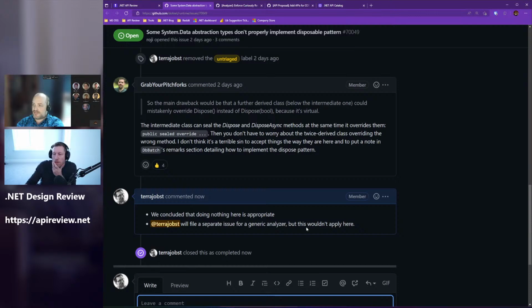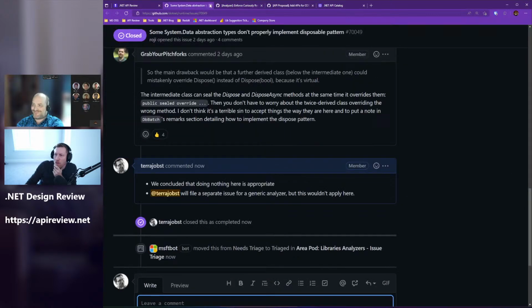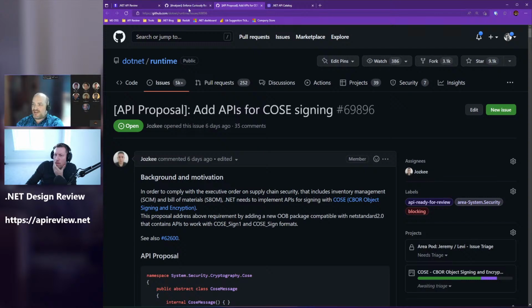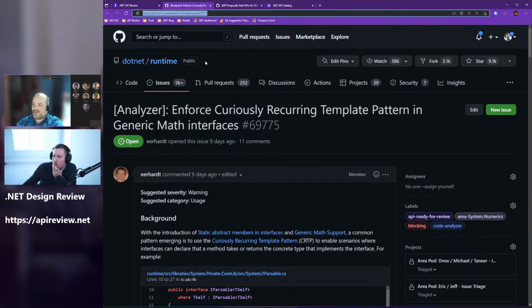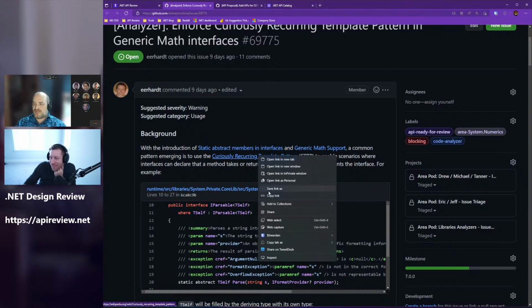All right, so then that was easy. Which one was the next one here on your list? This one? Eric Earhart's curiously recursive pattern was the third thing that went red. Curiously recurring template pattern in generic math interfaces. So I can talk to it, or Tanner can talk to it as well. I don't care which of us. I can do it if you'd like, since I think I've got a little bit more context.